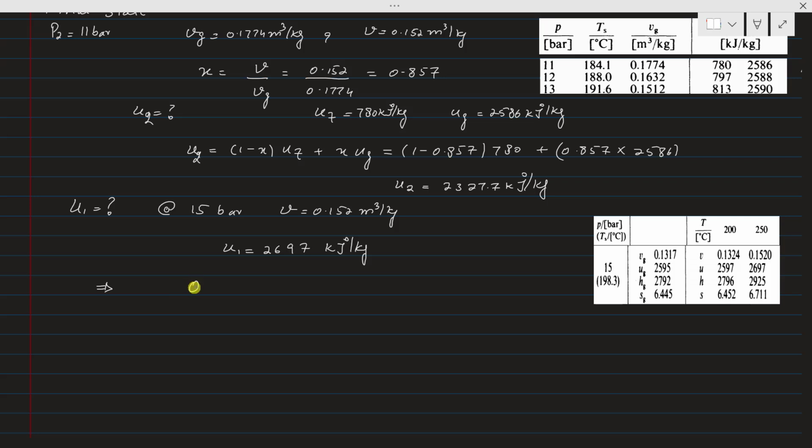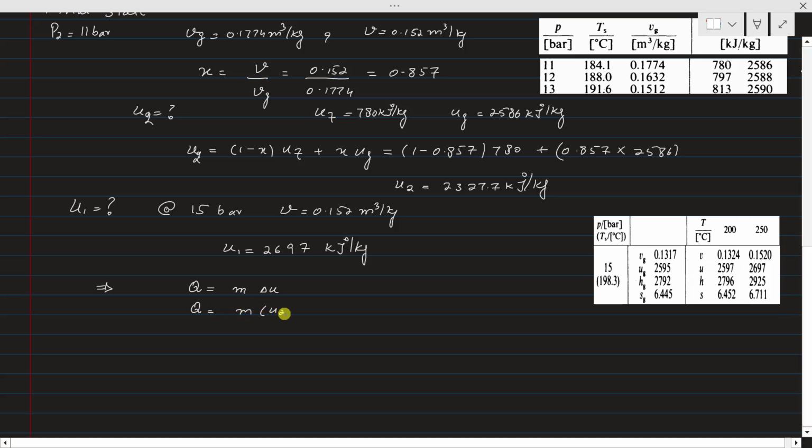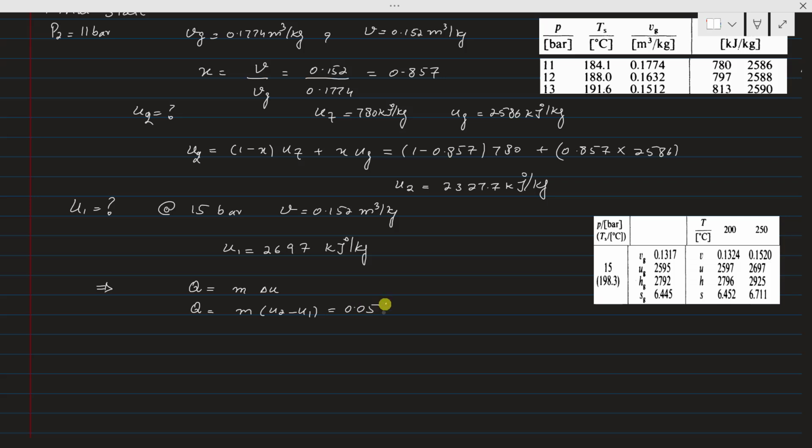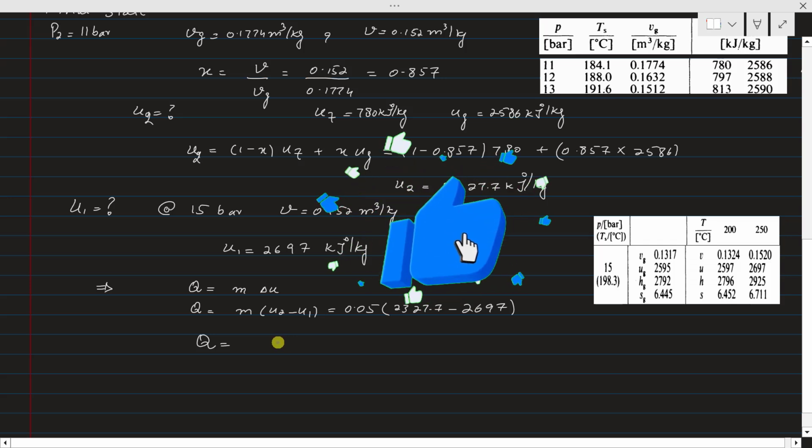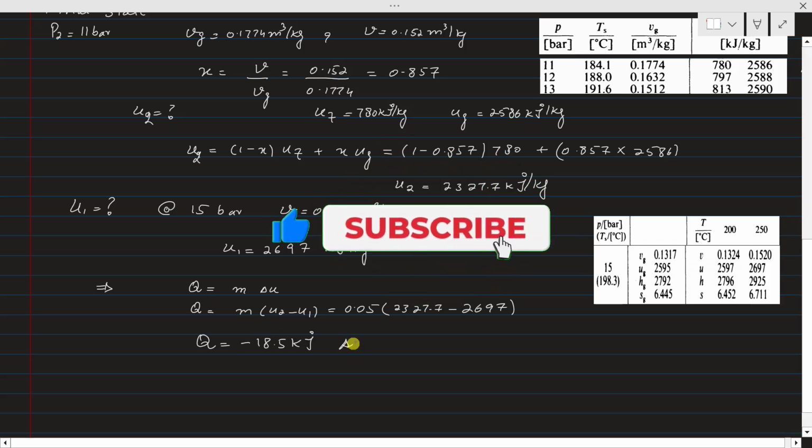Since there is no work done in the steam because the vessel is in rigid condition, the heat rejection is equal to mass times change in specific internal energy. What is the mass? That is 0.05. It is U2, 2327.7, minus U1, it is 2697. After multiplications and subtractions, you will get the heat rejection from this rigid vessel. That is 18.5 kilojoule. This is the final answer.